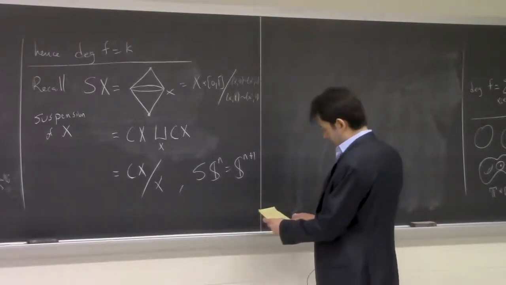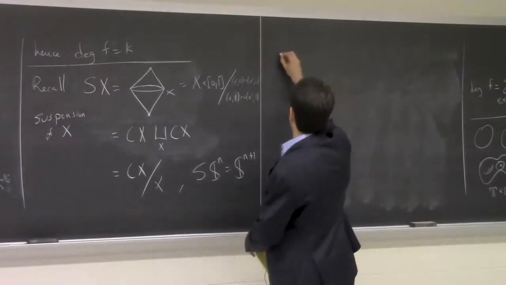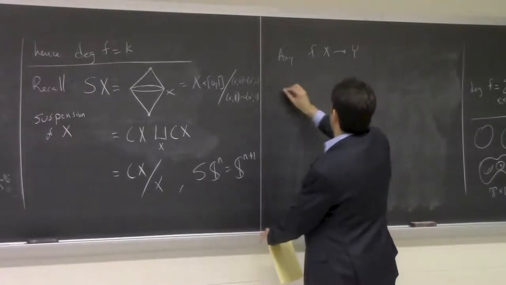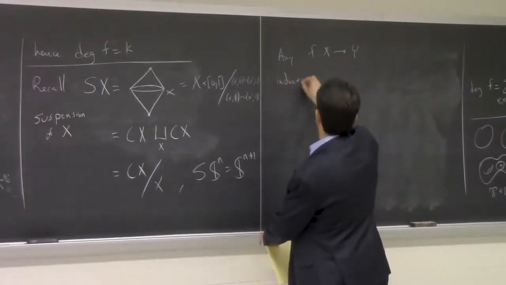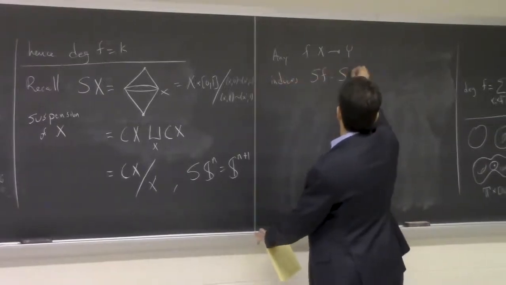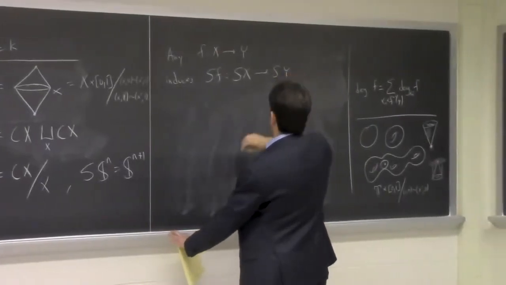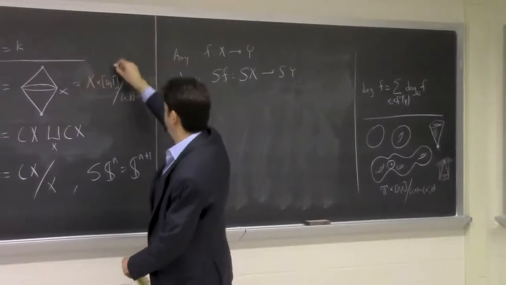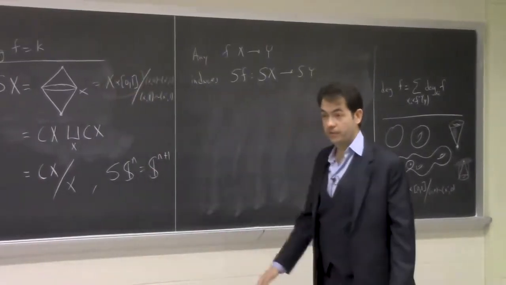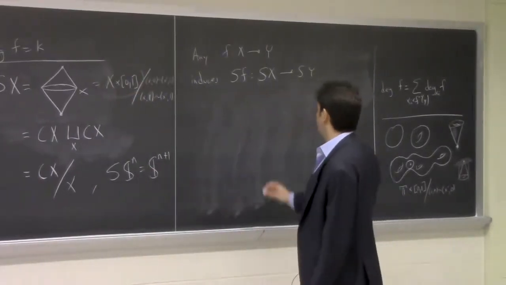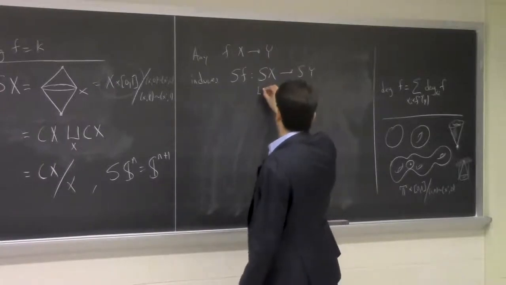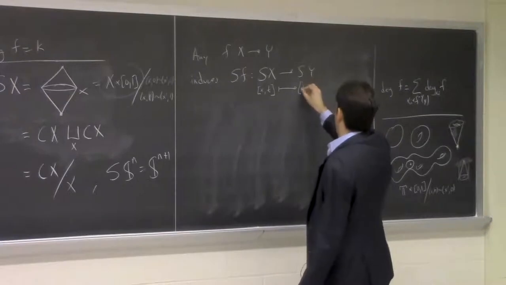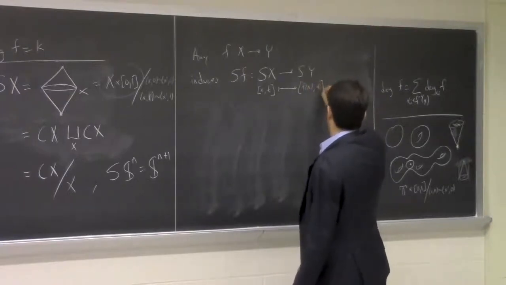Okay, so now any map induces a map between the suspensions. So if we think of the suspension as equivalence classes in X cross the interval, right? So you have a point x and something in the interval, you just send that to f of x, the same point on the interval.